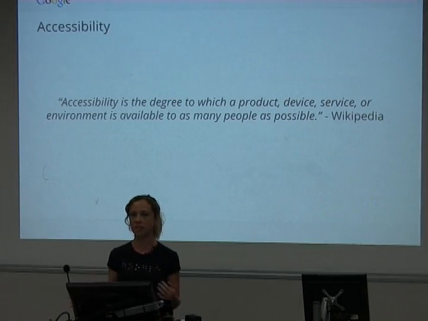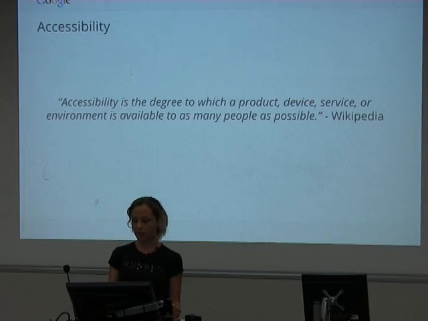All right, so talking about accessibility, I'm going to go into a bit of an accessibility 101 just to give some background on what we're actually talking about when we talk about testing for accessibility. So this really great Wikipedia quote says, accessibility is the degree to which a product, service, device, or environment is available to as many people as possible. And what I like so much about this definition is that it doesn't mention ability or disability at all.